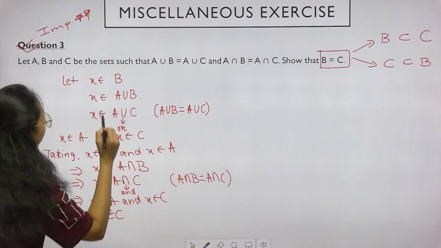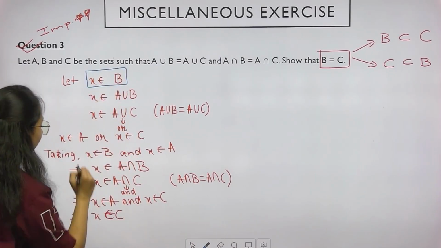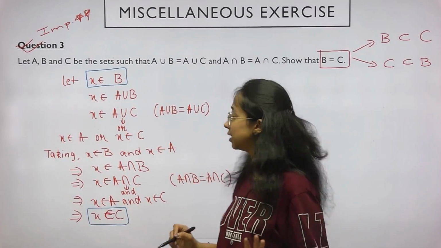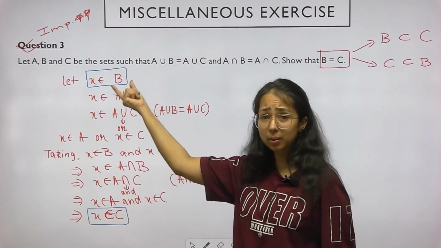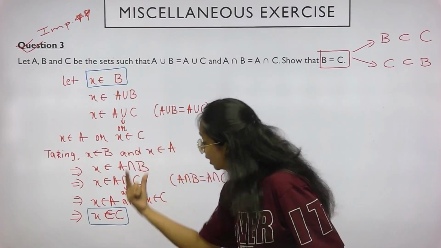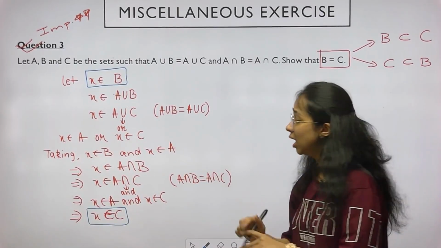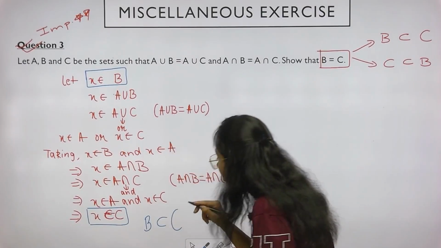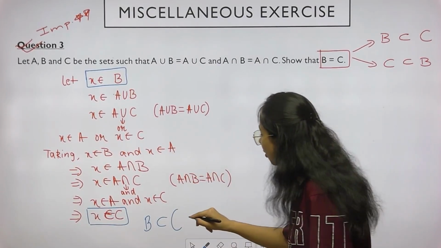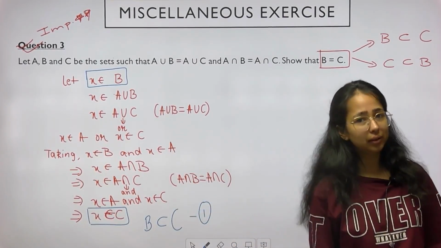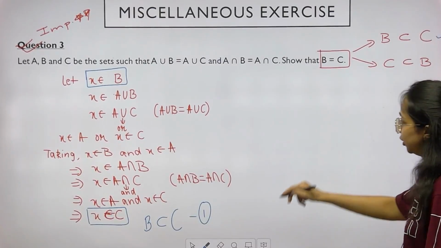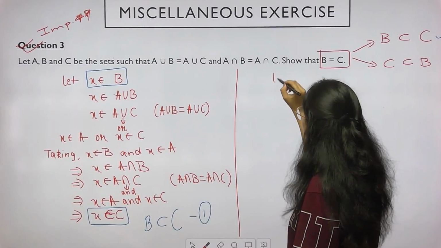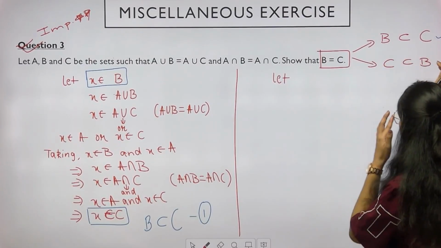Now our initial point was that X belongs to B and now we have reached X belongs to C. This particularly means that if an element X is a part of set B, then it is also a part of set C. Now this clearly means that B is a subset of C. So this will be your statement 1. Clear? We have already proven this particular thing. Now let's check the other way around. Now we'll prove that C is a subset of B.